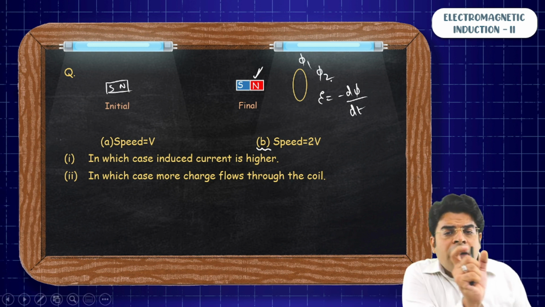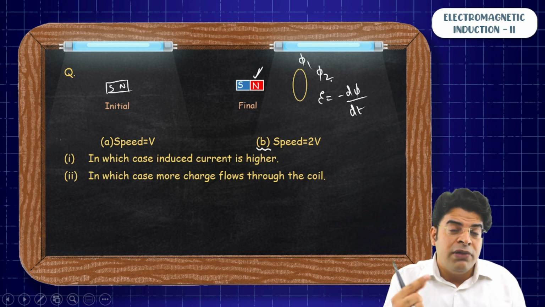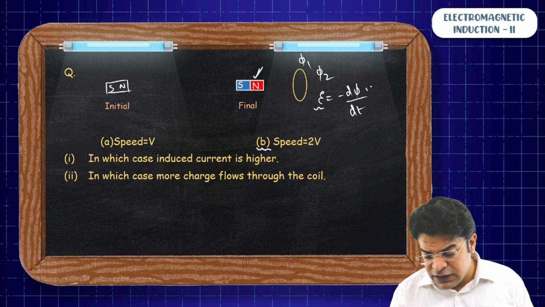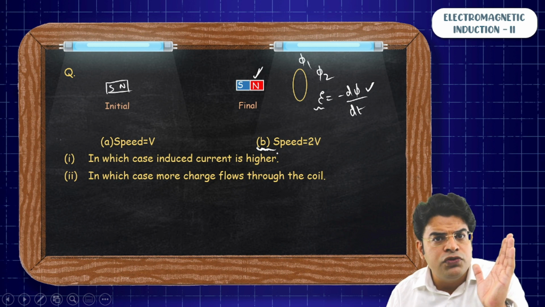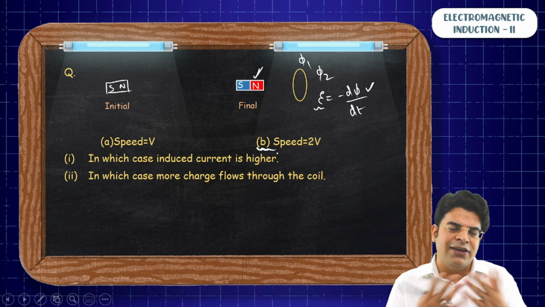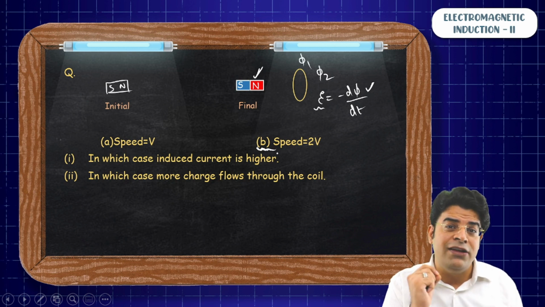If you move the bar magnet quicker, the same change in flux will take place, but in a lesser amount of time. So as the EMF induced is the rate of change of flux with respect to time, in case B, when the bar magnet moves faster, the flux will change at a higher rate. And when the flux changes at a higher rate, the EMF induced in the loop will be higher, and so will be the induced current.